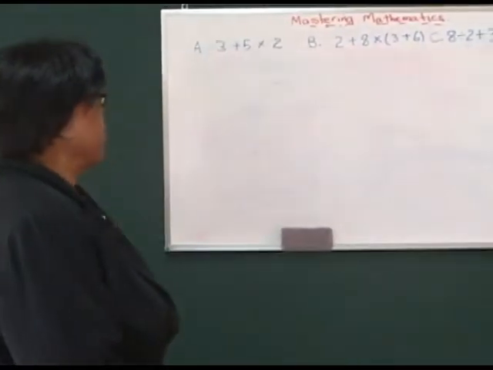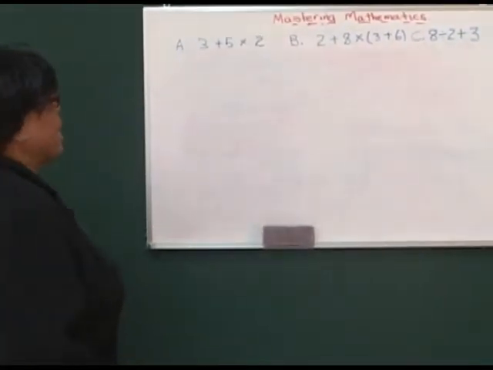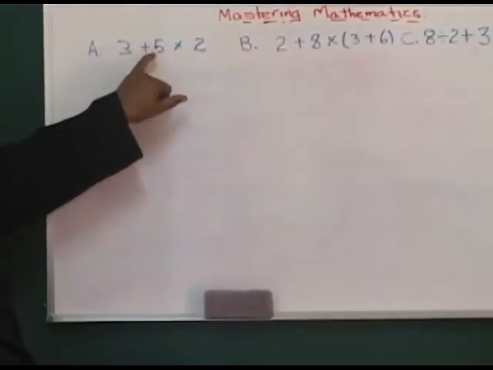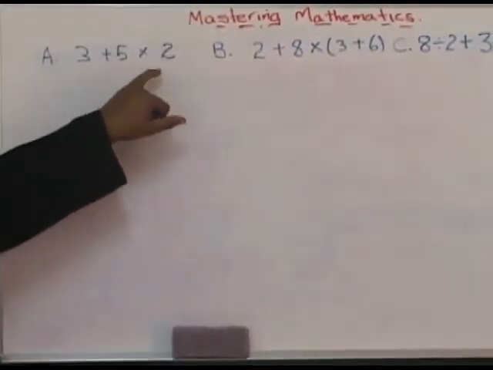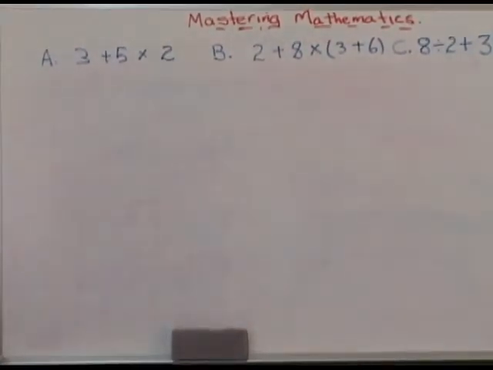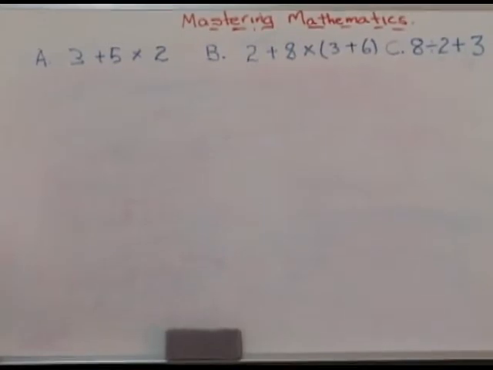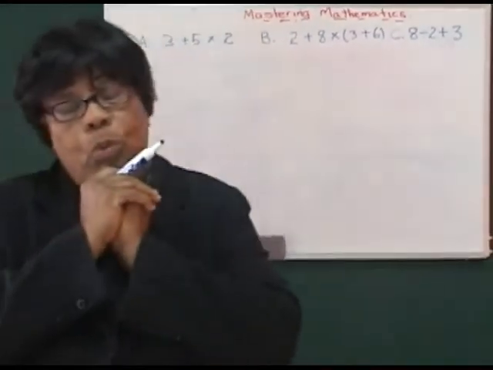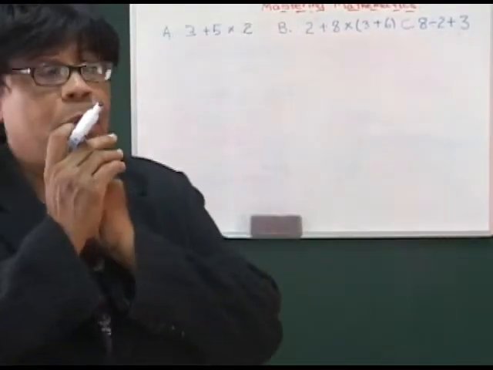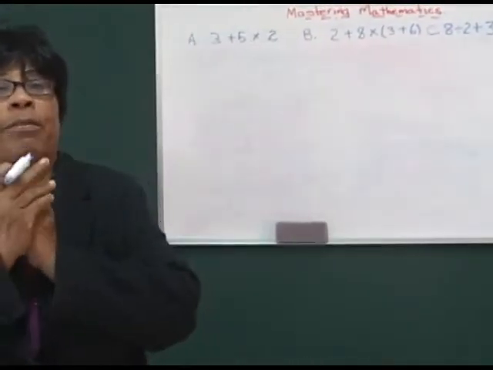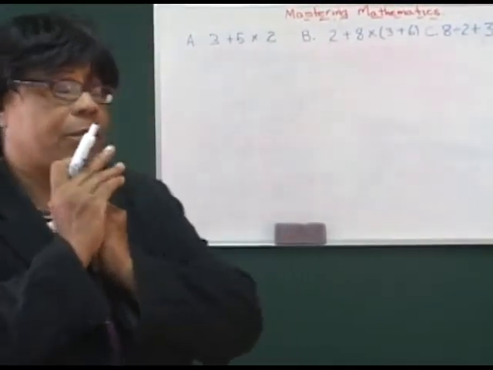The first problem we're going to look at is A, which says, if we are given this, 3 plus 5 times 2, how would we work that problem? And again, we would go down and we'd say, we have to follow our rule for BOMDAS. We don't have any bracket, so that does not come into the equation. We don't have the word of, so that does not come into the equation.